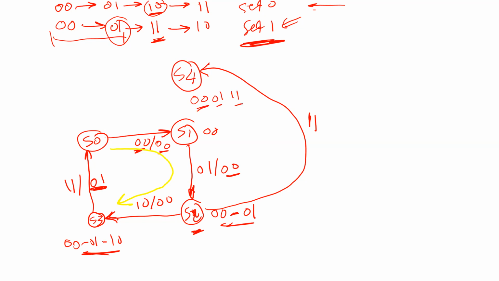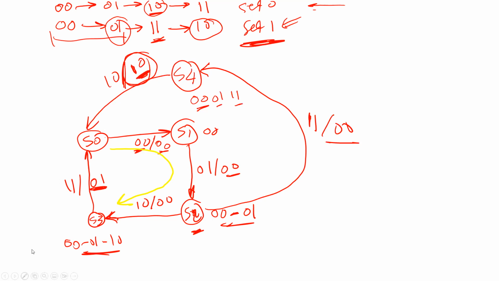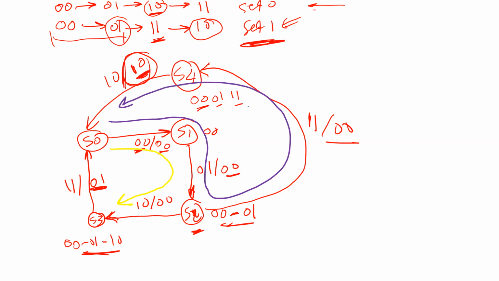After that, if I receive 1, 0, I'm going to move again to the initial state, and in this case the output is 1, 0. Here the output is 0, 0. That means I detected sequence number 1. What you should understand here is that if I come this way and then come this way, this should be sequence number 1. And this one, let me go back to here, is sequence number 0.